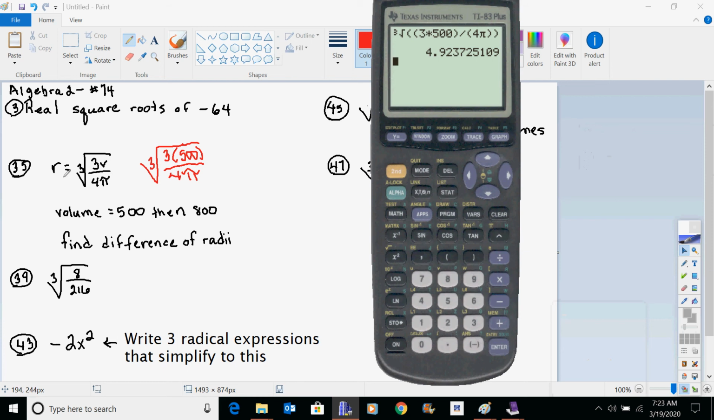And then for the second one, you would also find the number and then you would subtract. Remember, find the difference means that you subtract. So for the second one, you'd plug in the 800, find that value, and subtract.